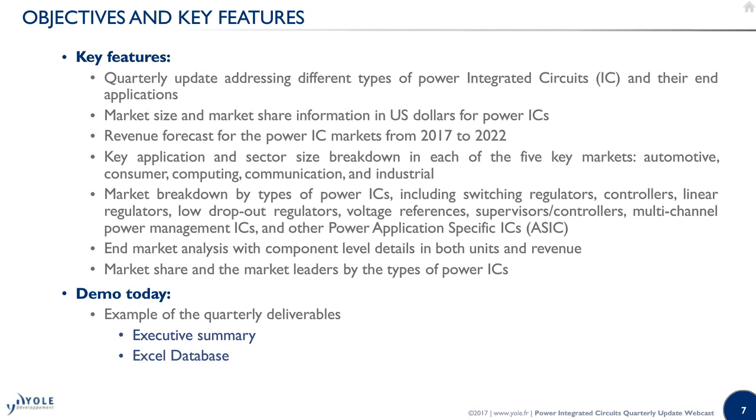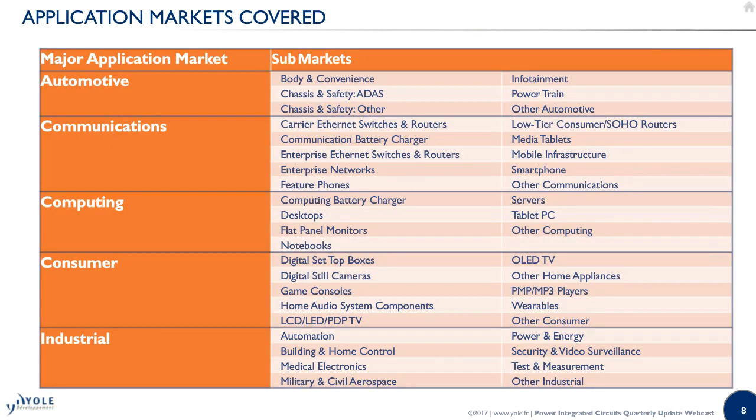For the detailed components and markets, I'll give you a moment to look over these major application markets as well as their sub-markets. In automotive, we have around 6 markets. Communication is roughly about 10. Computing has 8 different end markets, and in consumer, we have over 12. And finally, industrial, we have roughly about 8 end markets.